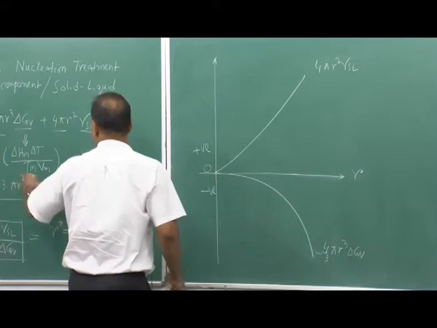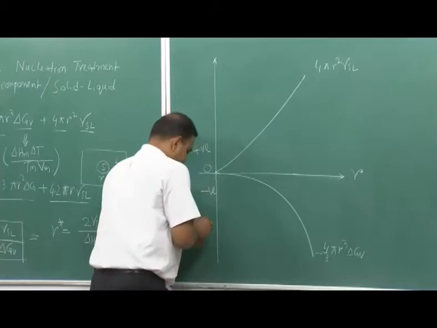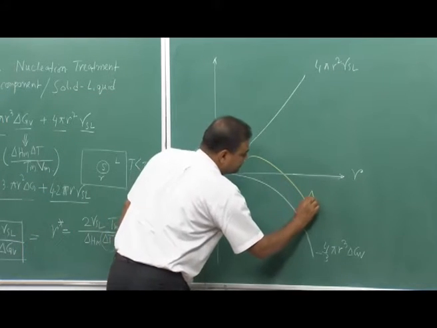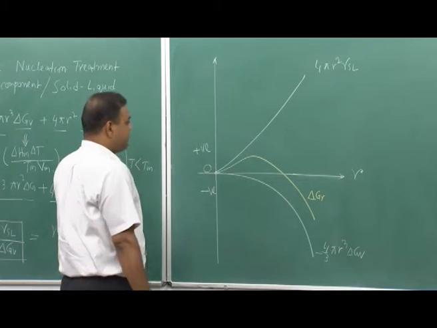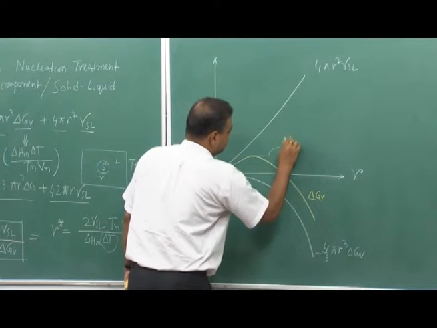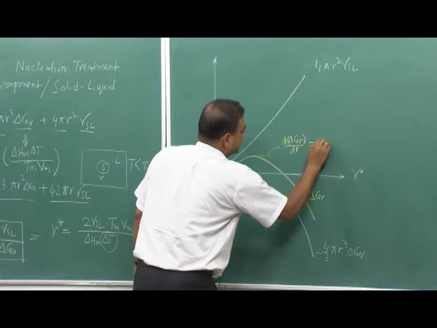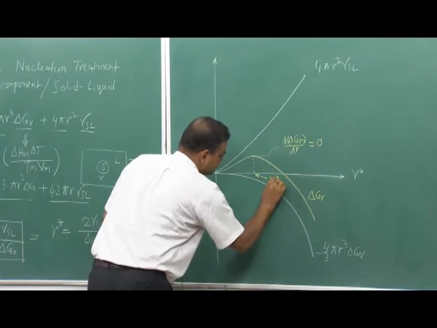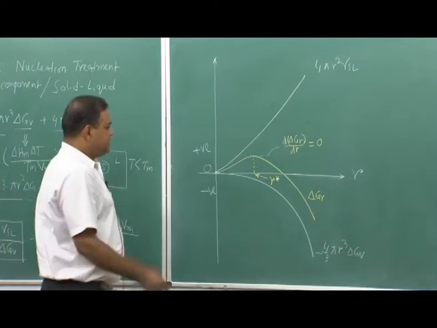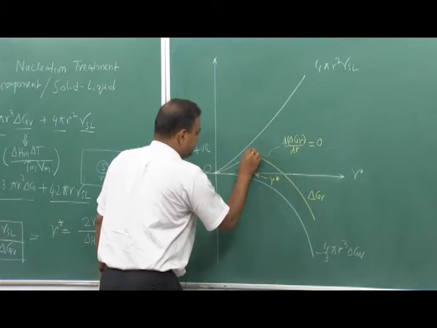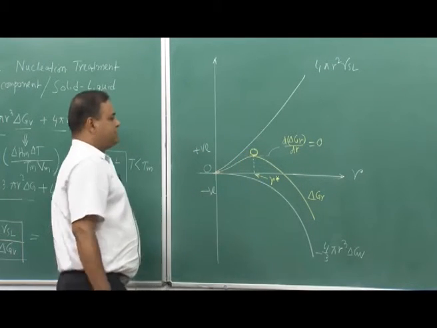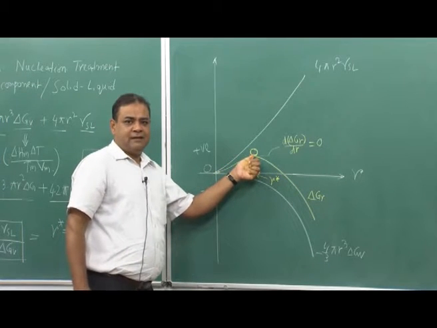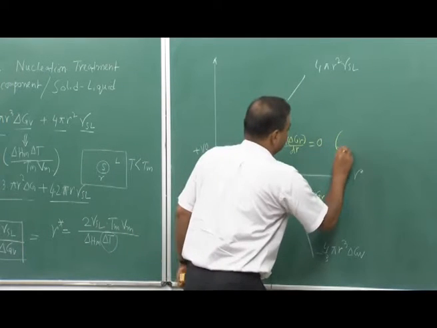Now, if we try to see the variation of delta G R as a function of R, it would look like this. Now there is an interesting thing. This is my delta G R variation, and at this point the slope equals 0. Corresponding to that point, this would be my R star. If I place that particular sphere here, that means this is the size of R star, and if it stays there, this is a typical situation of unstable equilibrium.